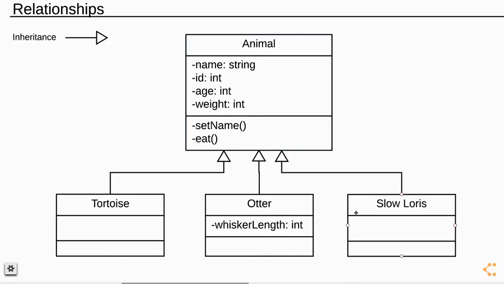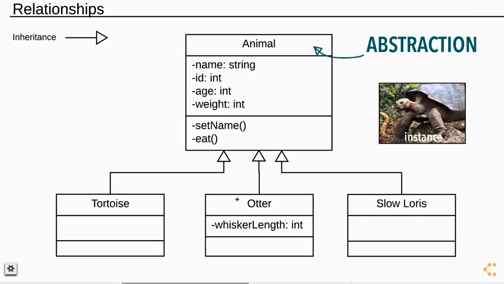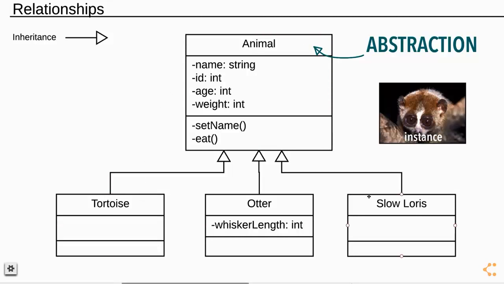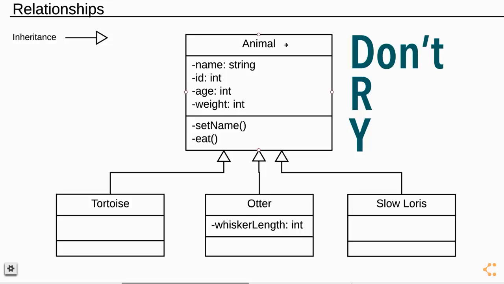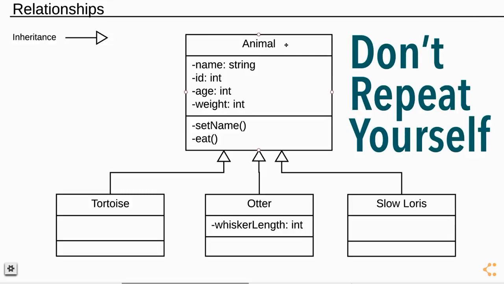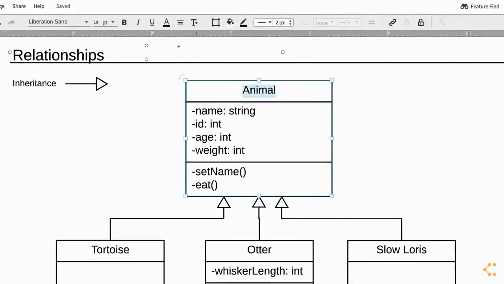In this scenario, we also have what's called abstraction. Animal is an abstract class. Because in our system, anytime we want to instantiate one of our classes, it's going to be a tortoise, otter, or slow loris. We wouldn't instantiate the animal class itself. The animal class is just a way to simplify things and keep the code DRY so you don't repeat yourself. So to show that this is an abstract class, we'll put the name in italics. You could put the name inside these things as well, but I prefer italics.